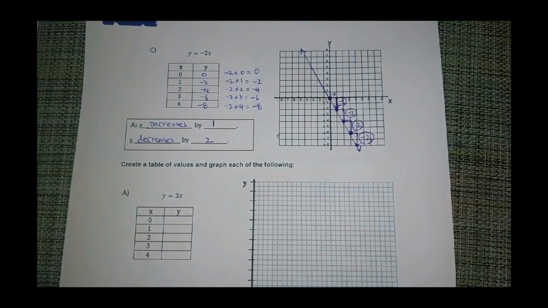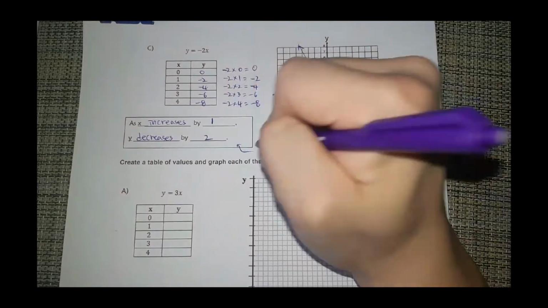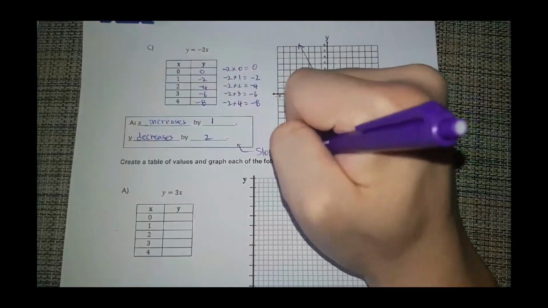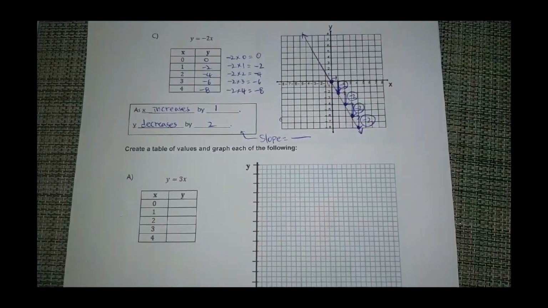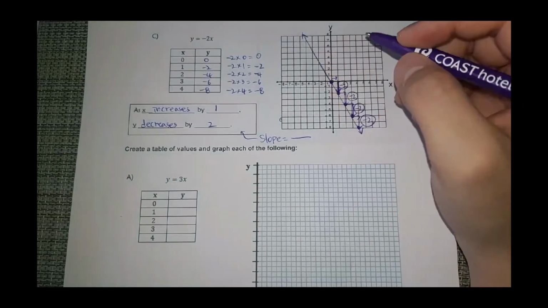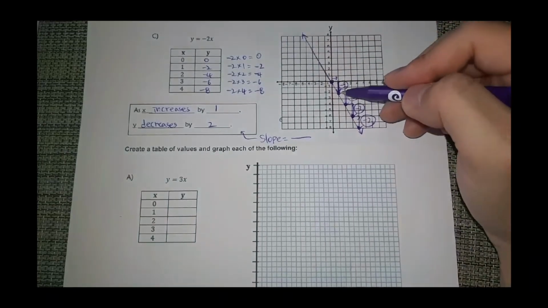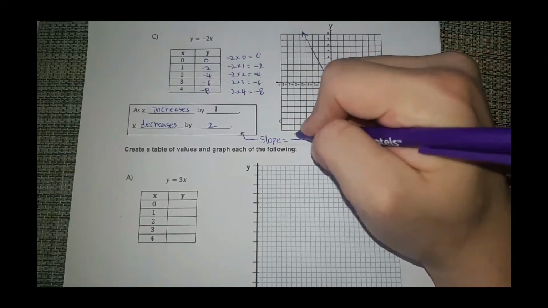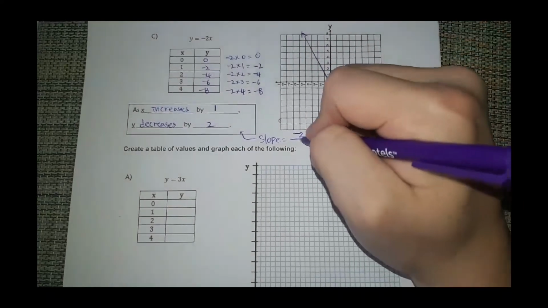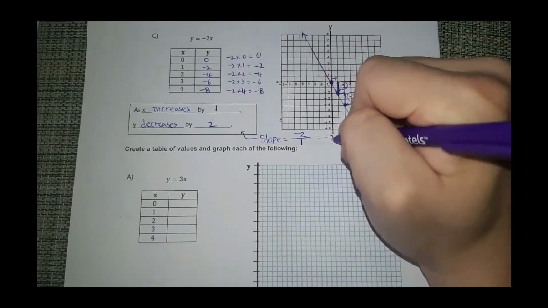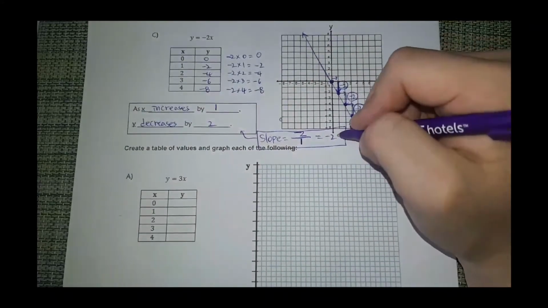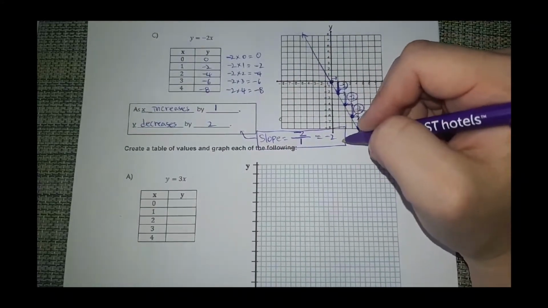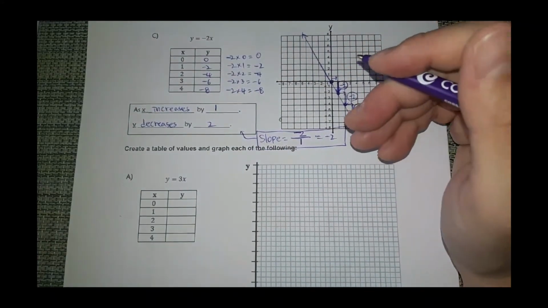Once you have that set up, this is what I like to call a slope. Slope is how much rise over run, which in this case is a drop. So that's negative 2. That's a vertical change. And my horizontal change is 1. So slope is negative 2. Slope, to be fair, right now can be a little confusing, but that is okay.